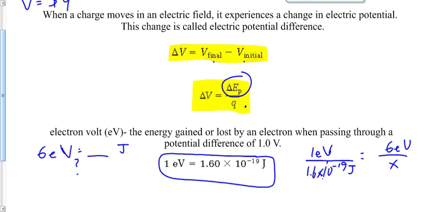If you have the number of joules and you're looking for the number of electron volts, then just leave the one on the top blank and solve for whatever it is that you're looking for. Cross multiply.